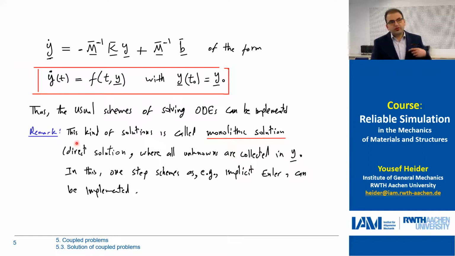Now, if we want to talk about monolithic schemes, now all the equations are collected in this form, and therefore we call this monolithic because it's a direct solution and all unknowns are collected in one vector. And then if we apply a scheme, it will be applied to all equations because they are already in the global mass matrix, global stiffness matrix. So in these one-step schemes, as an example, implicit Euler can be implemented, and the whole system will be solved in one step.